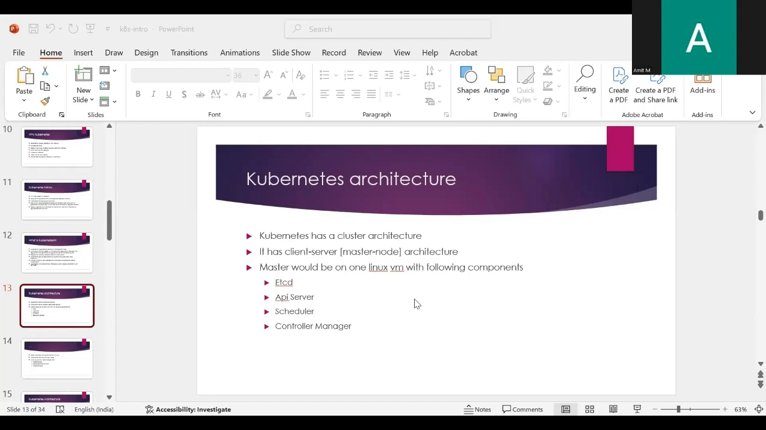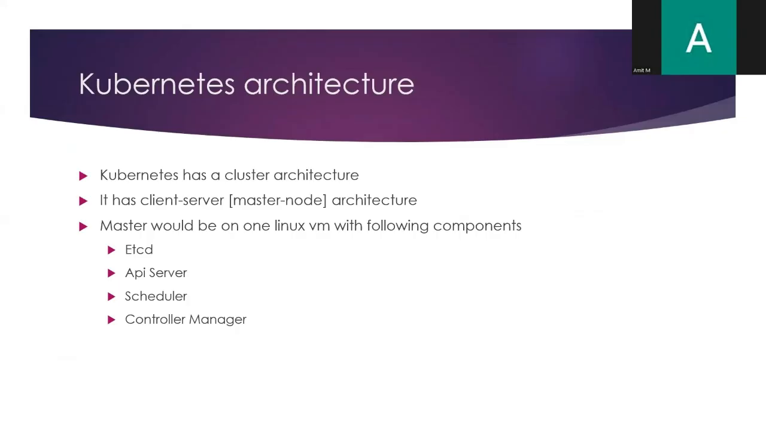Hello everyone. In this session, we will discuss Kubernetes architecture. Kubernetes architecture means Kubernetes has a cluster setup. We will have a master or client-server kind of architecture where the container orchestration engine, which is Kubernetes, will be set up as a control plane on one of the Linux machines, and other Linux VMs or virtual machines will be working as worker nodes.